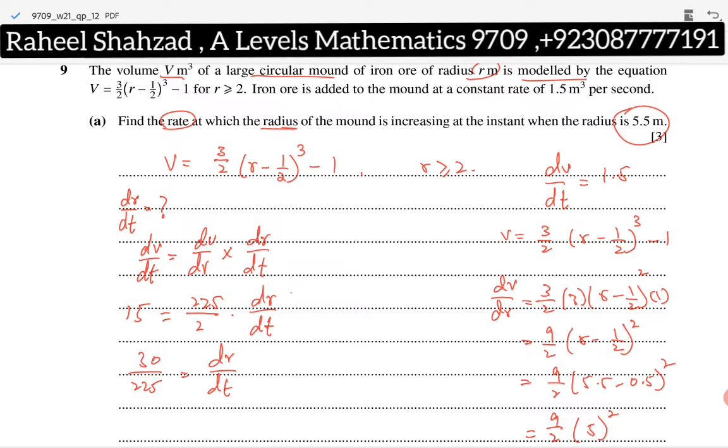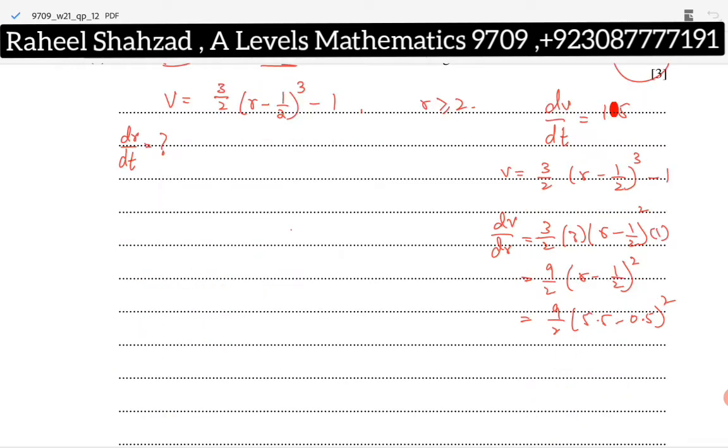That makes it 0.133, okay, or we can cancel it with 5 as well. So it's 2 divided by 15. Sorry, this is 1.5, we missed it. dV by dr is equal to 9 divided by 2 into square, that is equal to 225 by 2.